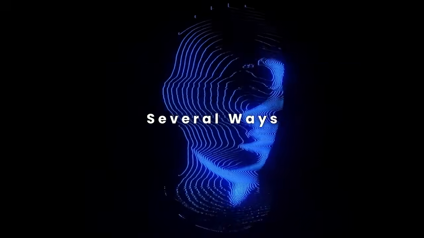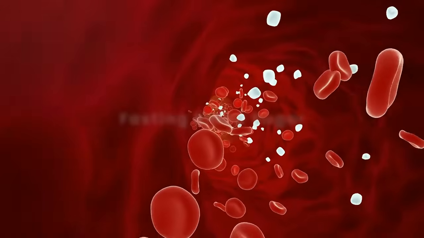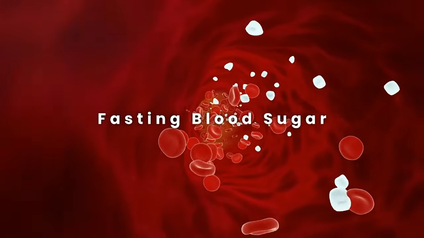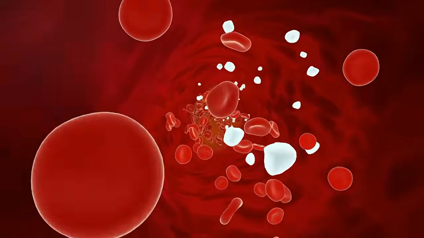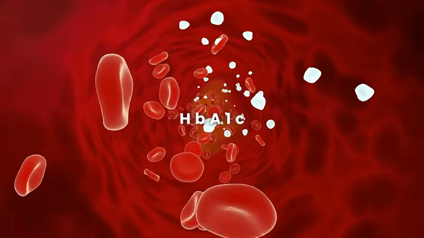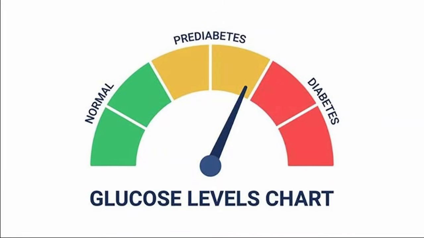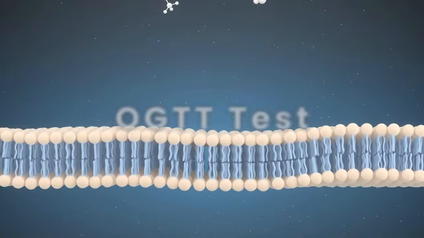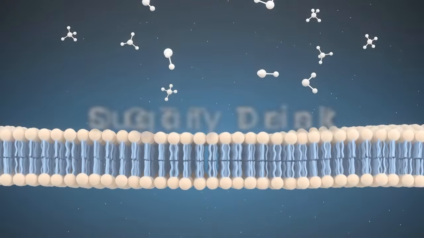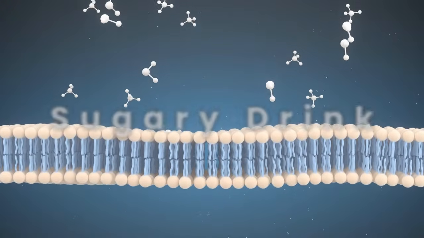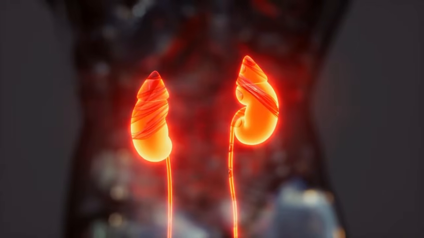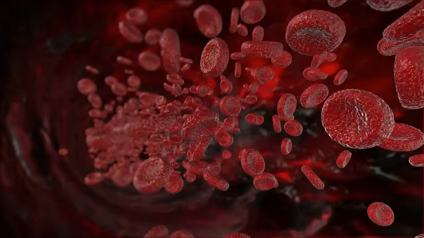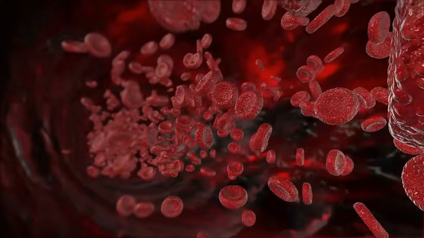How doctors test for diabetes. Doctors have several ways to check if someone has diabetes. One common test is fasting blood sugar, where the person doesn't eat for 8 hours and then the sugar level is checked. Another test is HbA1c, which shows the average sugar level of the past 3 months. Sometimes doctors perform an OGTT test, where the person drinks a sugary drink and sugar levels are checked after 2 hours. Doctors also check the kidneys, eyes, feet, and blood pressure to make sure diabetes isn't causing damage.